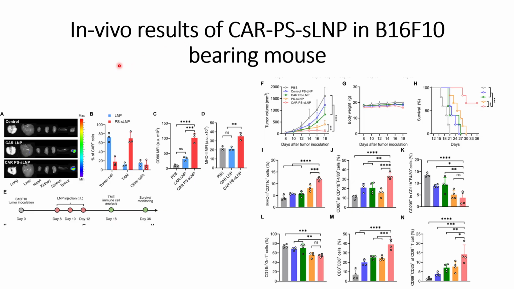In this case, they took the B16F10 bearing mice models and then did the intratumoral injections of this CAR-PS-sLNP. What they are able to see is that the CAR-PS-sLNP remains restricted to the tumor sites for both the control case and the CAR-PS-sLNP case, and their presence in the other major organs is almost negligible. It can be seen in this figure A.